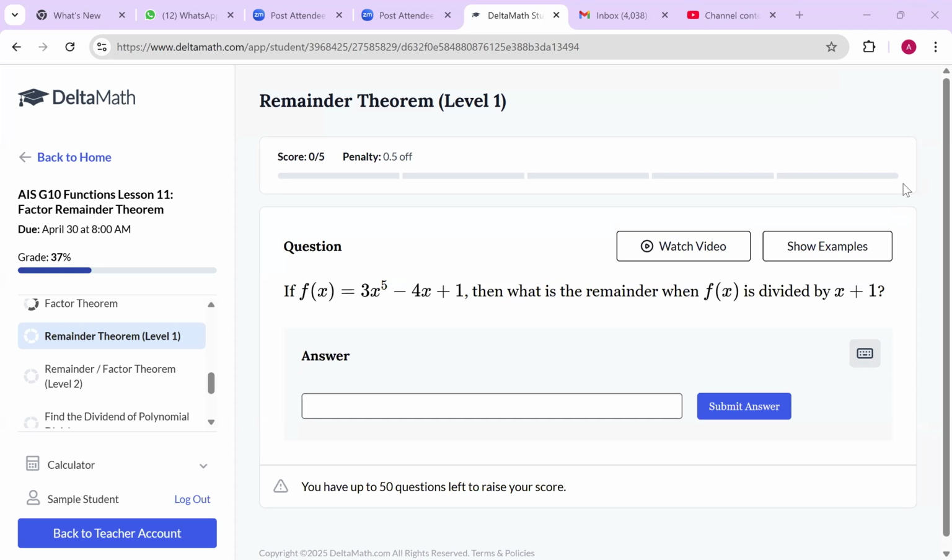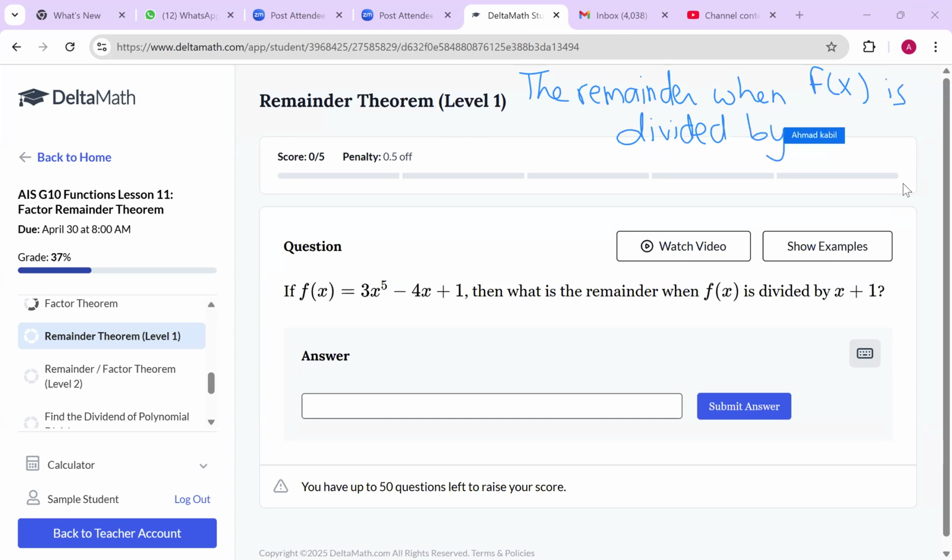So the remainder theorem says that the remainder when f of x is divided by x minus a, or x plus a, for example, x plus a, equals f of negative a.